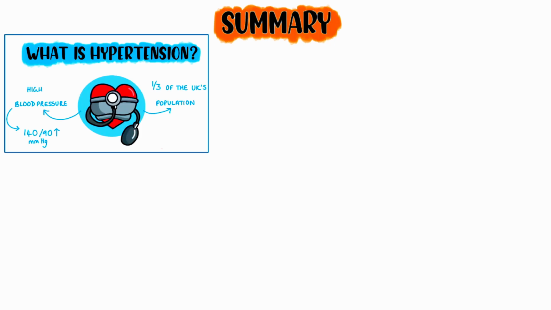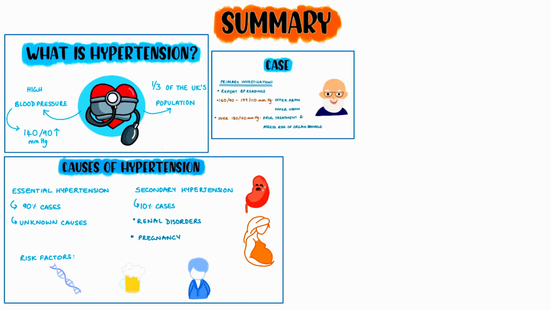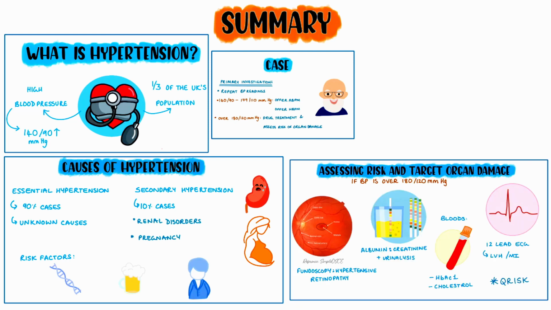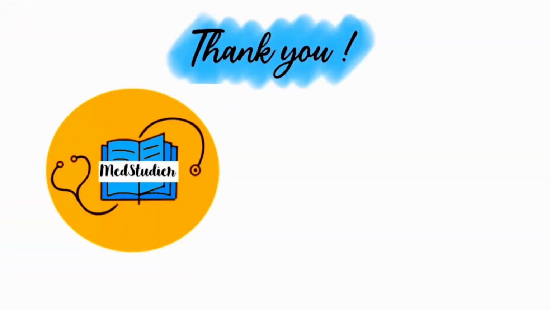So now let's have a little summary about everything we've discussed so far in this video. So firstly, we had a look at what is hypertension. Then we moved on to the causes of hypertension, where we looked at essential and secondary hypertension, as well as the various risk factors. Then we had a look at an example case in order to contextualize our learning. This then helped us to identify the primary investigations, as well as how to assess the potential risk of target organ damage. And finally, we had a look at the stepwise approach in order to provide treatment management options for the patients. And that brings us to the end of this video.